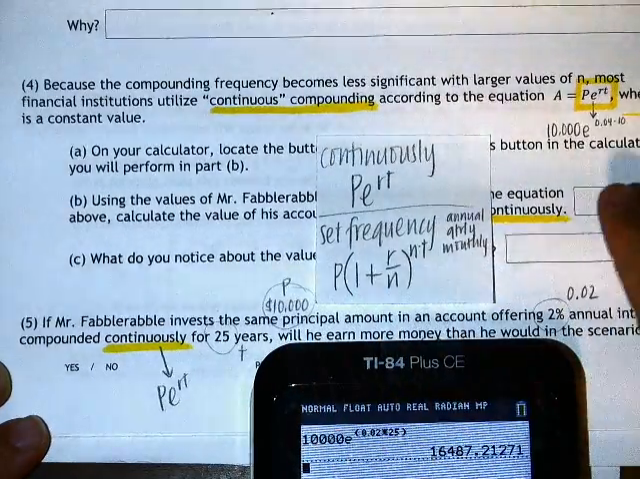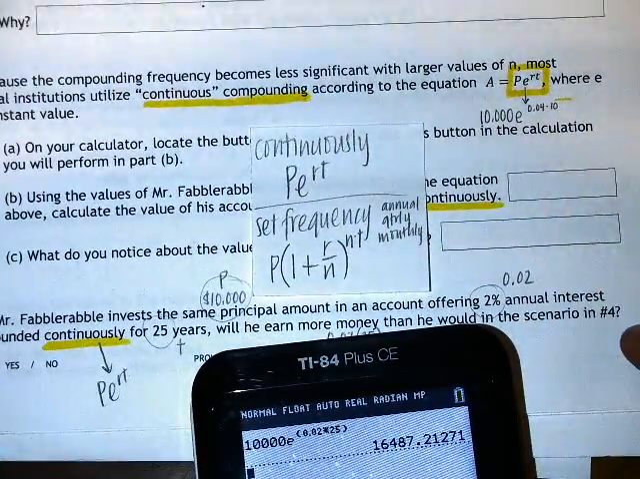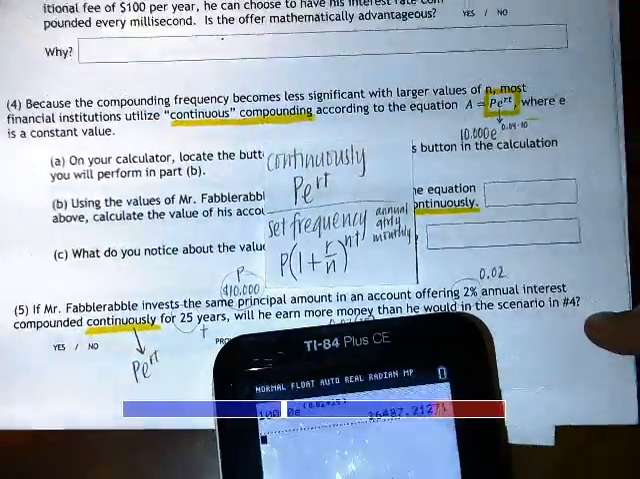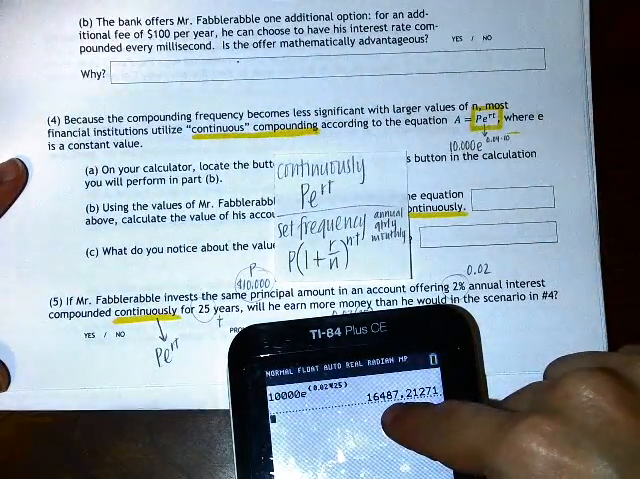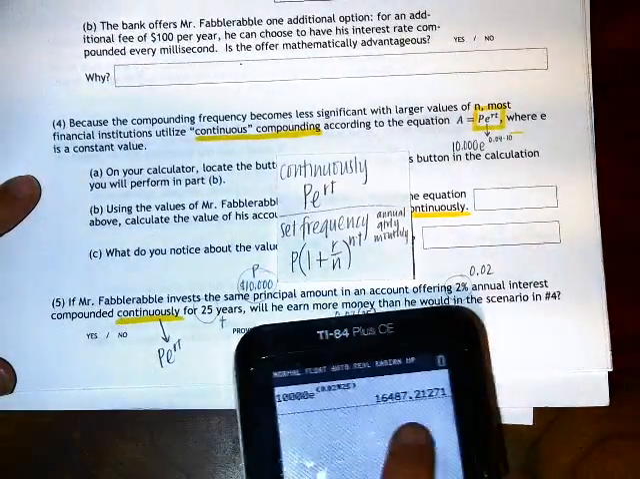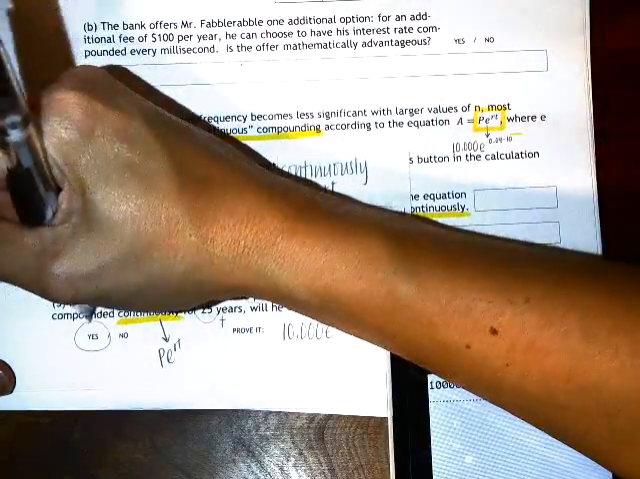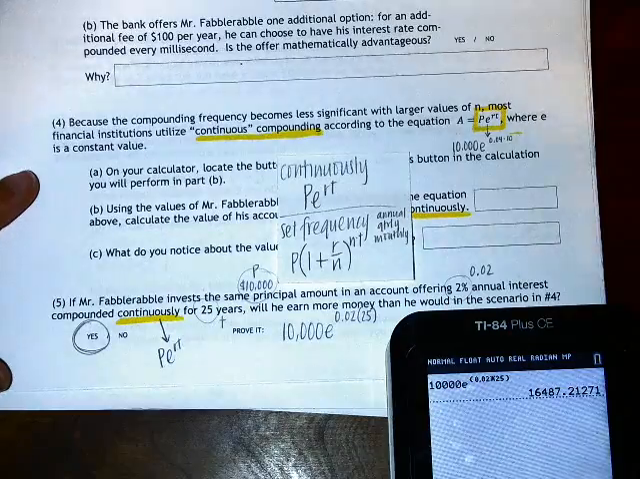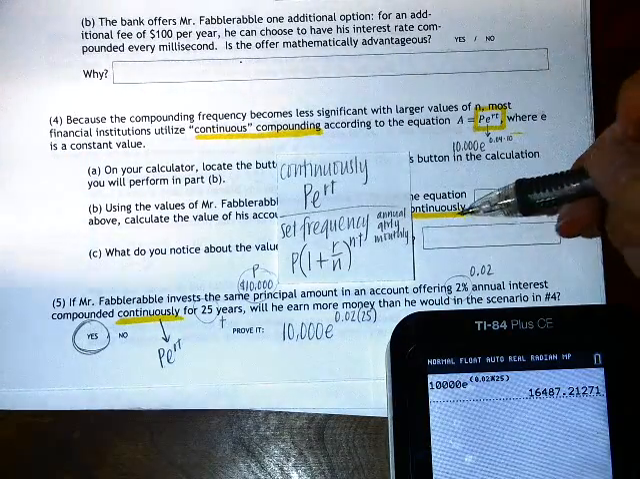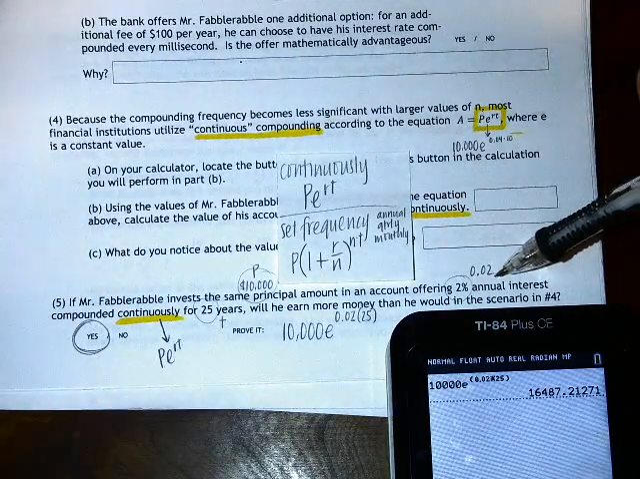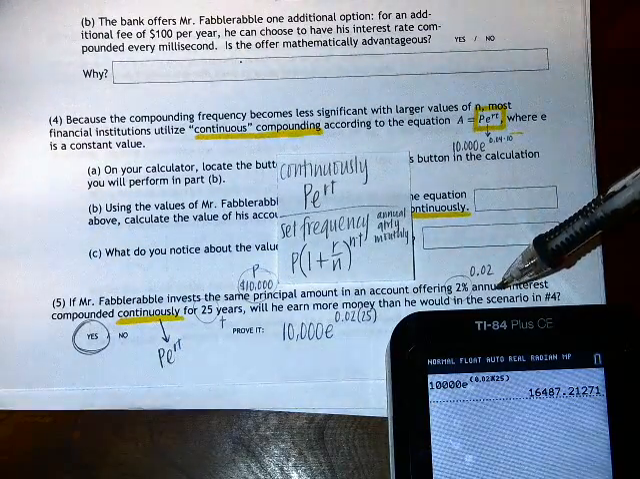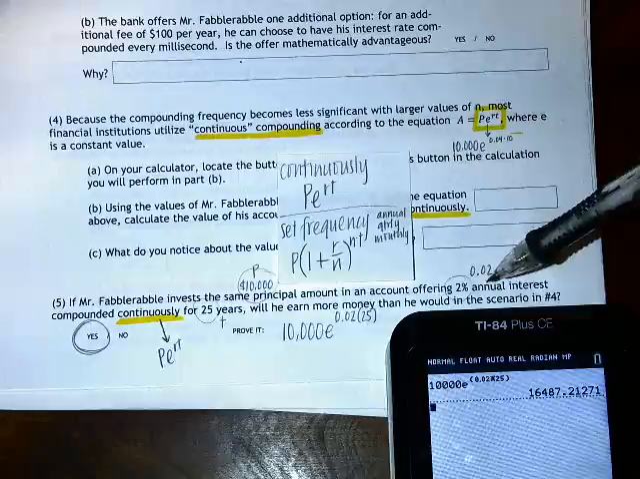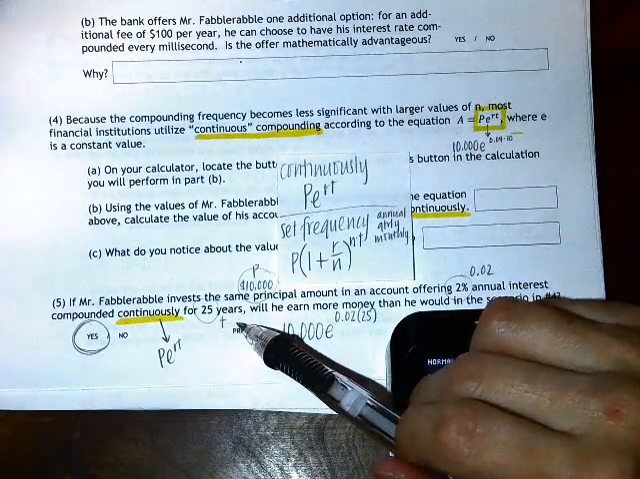Let's just read the question. It says, will he earn more money than he would in the scenario in number 4? Remember, in number 4, he earned $14,918. 16,000, it does appear that he's making more money, so we would say confidently, yes, he will earn more money. Now, it is interesting if you delve a little bit deeper in this question. He's earning a smaller interest rate. He's only getting 2% interest in this one, but the difference is he's compounding for 25 years.